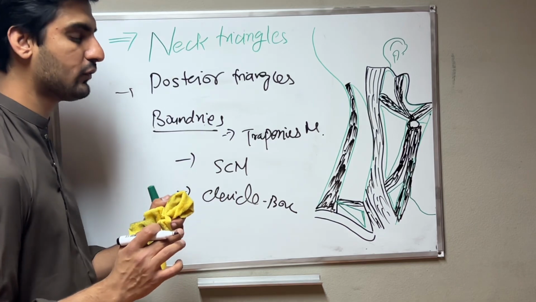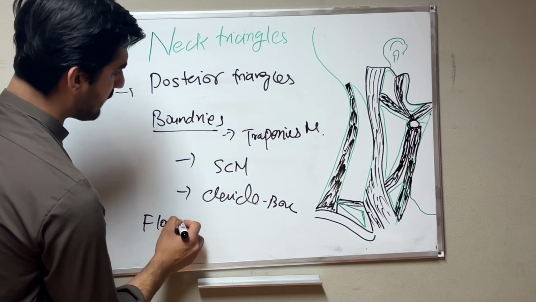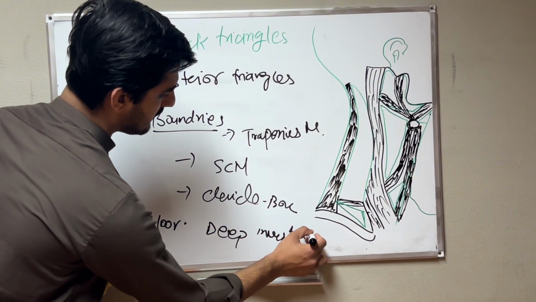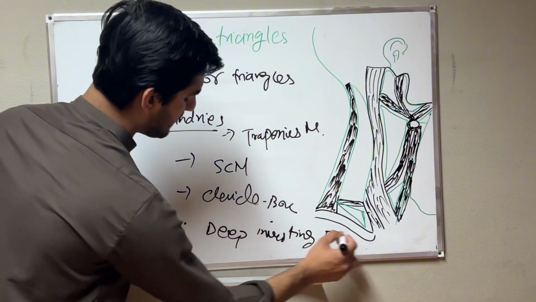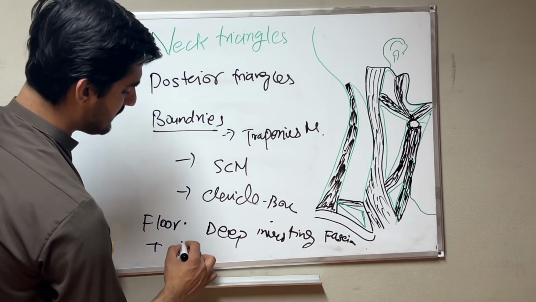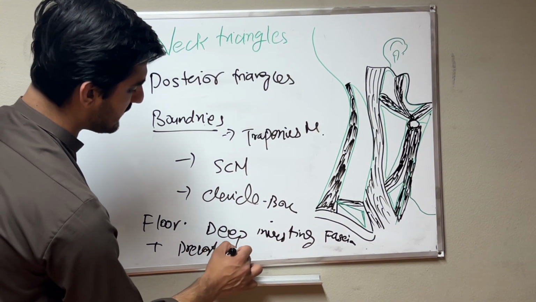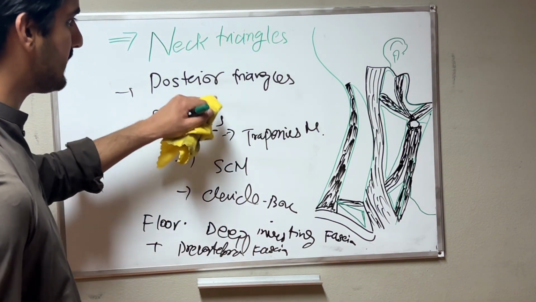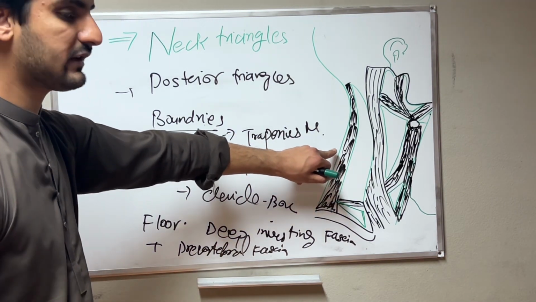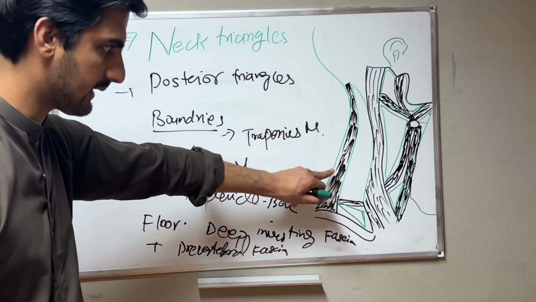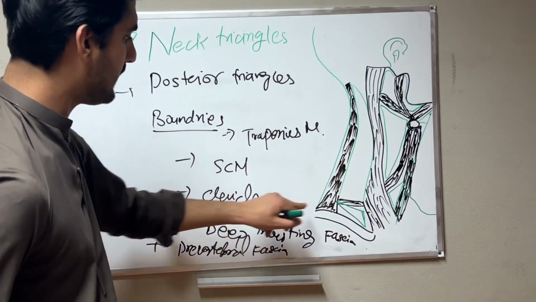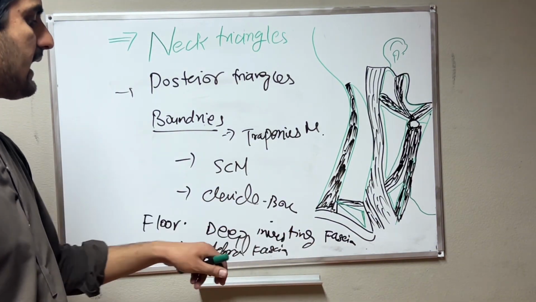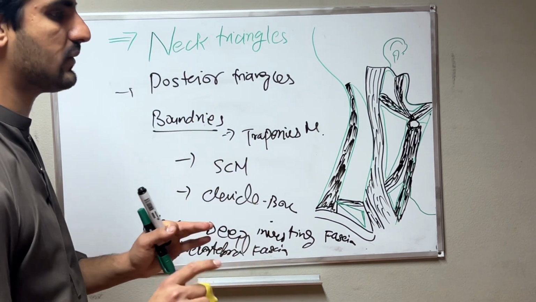The posterior triangle also has a roof and a floor. For the floor, we have deep investing fascia and prevertebral fascia. The prevertebral fascia covers the deep group muscles of the neck. The trapezius muscle, as we already discussed, belongs to the superficial group of muscles of the back. Then we have the sternocleidomastoid muscle and the clavicle, and the floor is here. This is all about the posterior triangle.